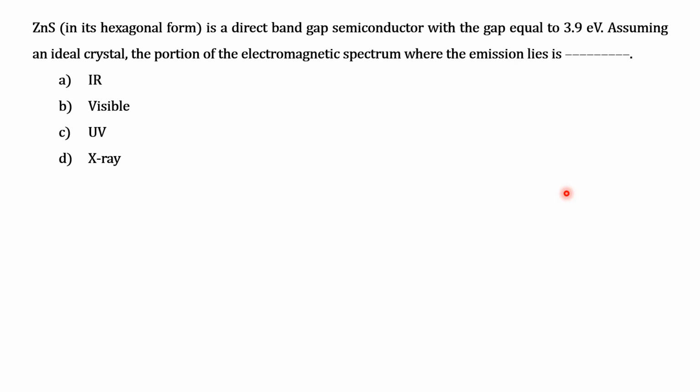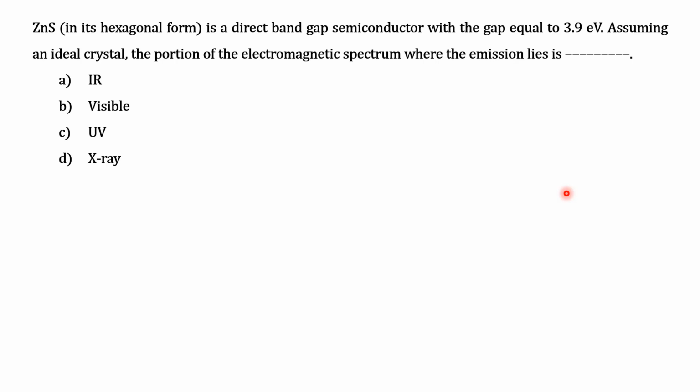Direct band gap semiconductor meaning that recombination would significantly lead only to the generation of photons, right? That is why we are asking where the emission lies. So based on the band gap, you have to calculate the energy value, and based on the energy value, we will get the wavelength, right? So based on that wavelength, you will be able to say where the emission lies. Is it UV?